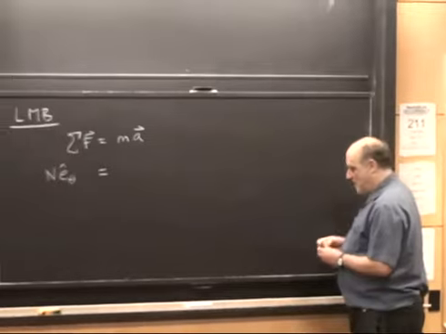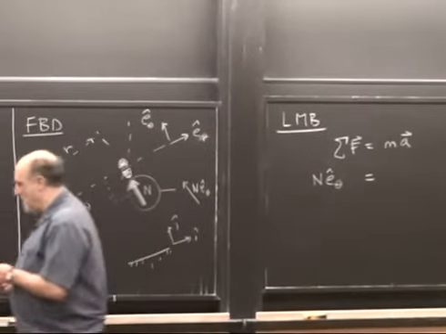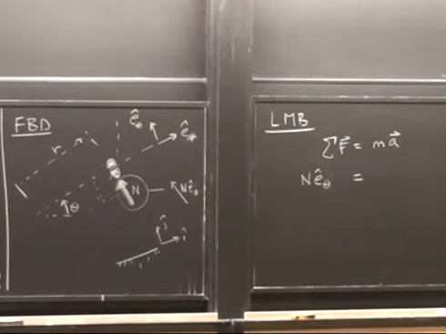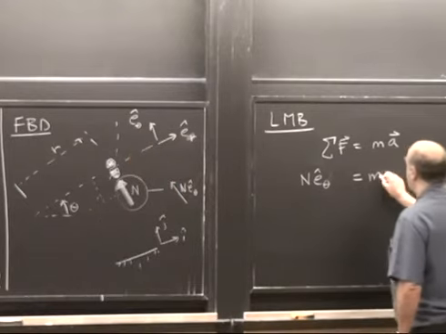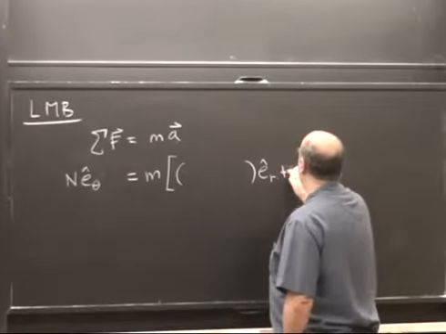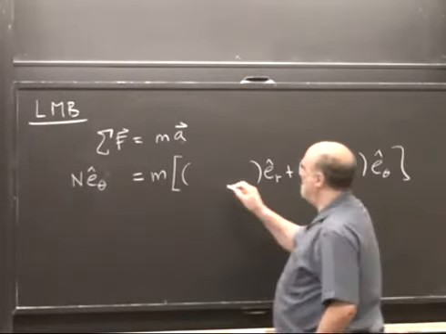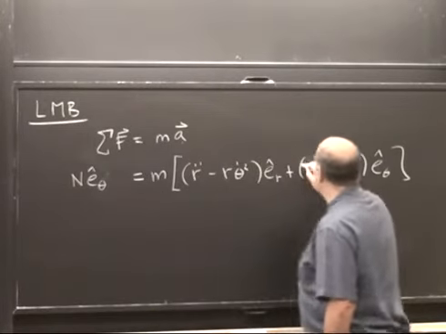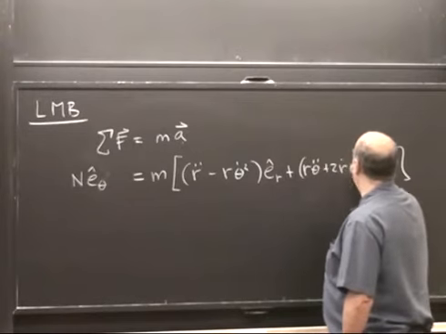So we write the acceleration in polar coordinates for this problem. Go ahead, write it down while I find the chalk. What do you write down? You just copy the formula, which is on the board over there. It's mass times something e_r plus something e_theta. What's the something? It's r double dot minus r theta dot squared. It's r theta double dot plus 2 r dot theta dot.